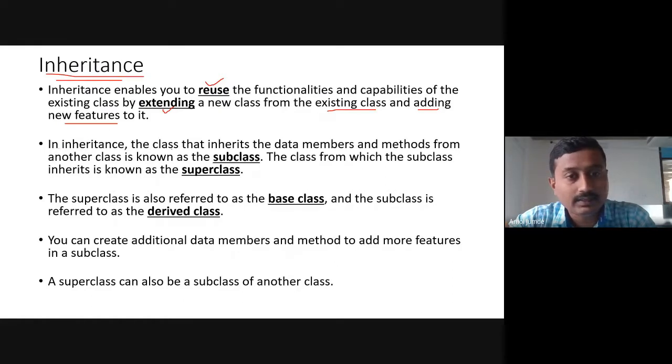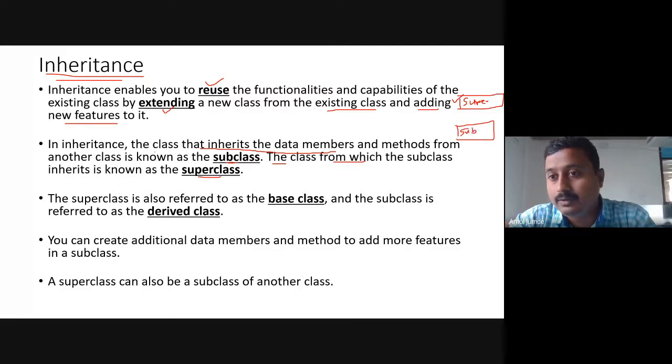In inheritance, the class which inherits the data members is known as the subclass. The class from which the subclass inherits is known as the superclass. So this is the hierarchy. We have a superclass, and we want the features from the superclass in the subclass, and we indicate that with this arrow. So how to read this diagram? Subclass extends superclass. So you give the arrow in the upward direction.